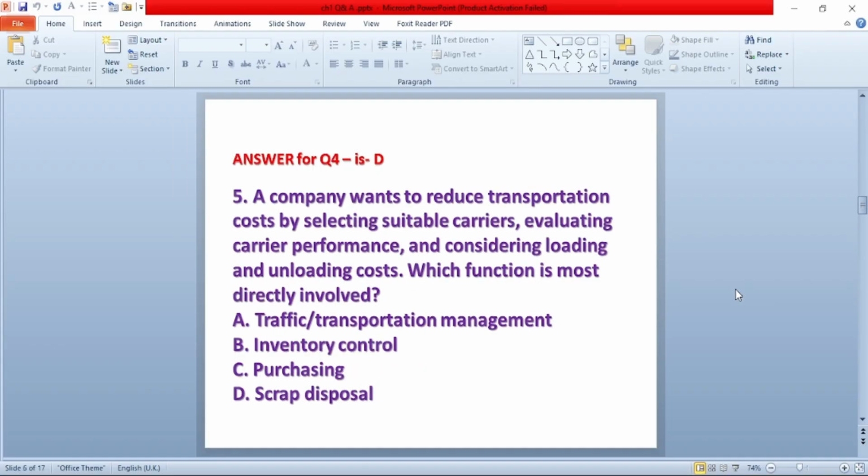Question number 5. A company wants to reduce transportation costs by selecting suitable carriers, evaluating carriers' performance, and considering loading and unloading costs. Which function is most directly involved? A. Traffic or transportation management. B. Inventory control. C. Purchasing. D. Scrap disposal. The answer for this question is A. Traffic or transportation management.